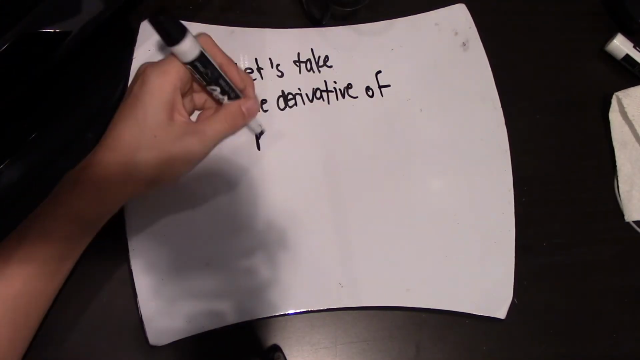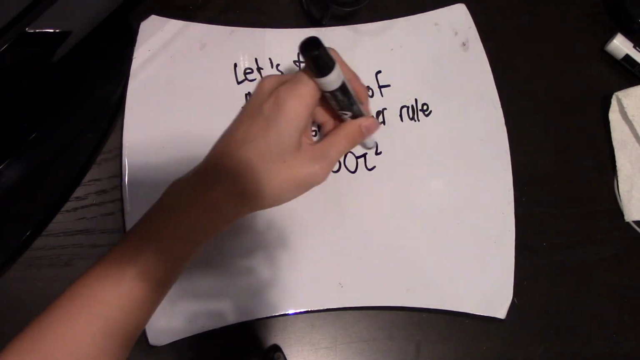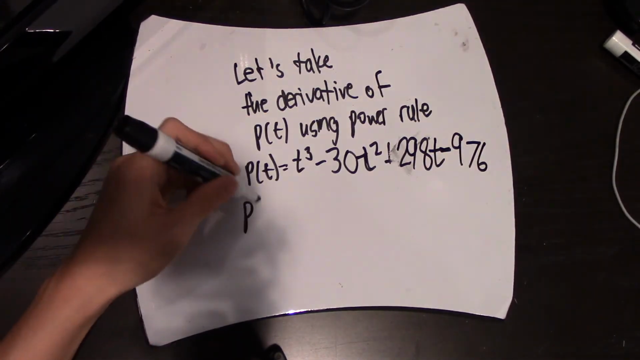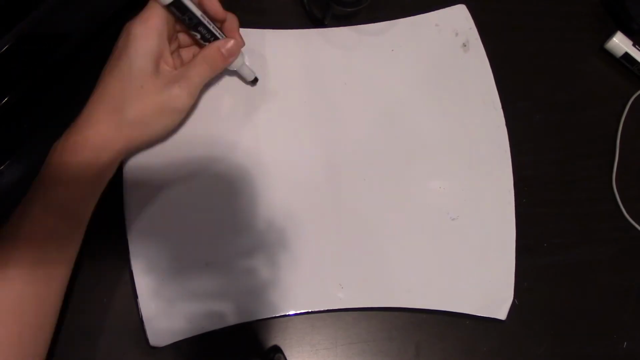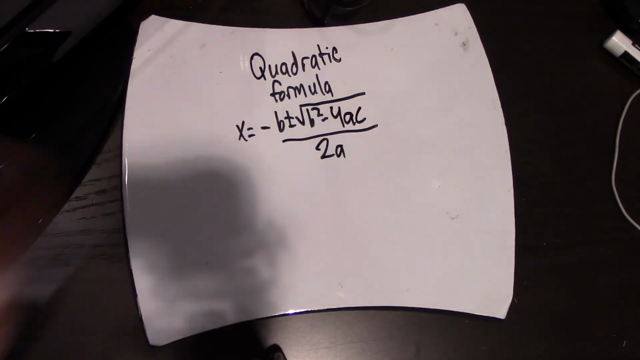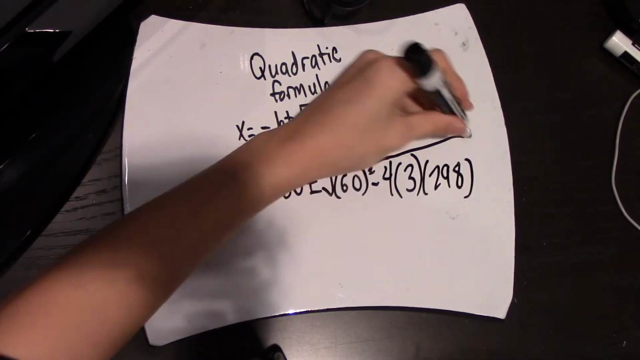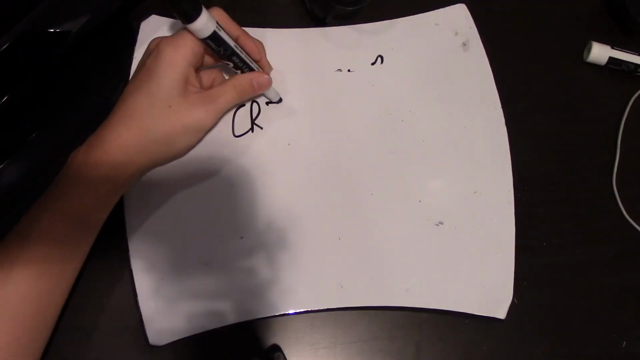Since we're dealing with rates, we will need to take the derivative using power rule and find the values of T when P prime of T equals 0, because that will give us our critical values. And we can do this by using quadratic formula. And be sure to use your calculator for this one because those values are nasty to the T.